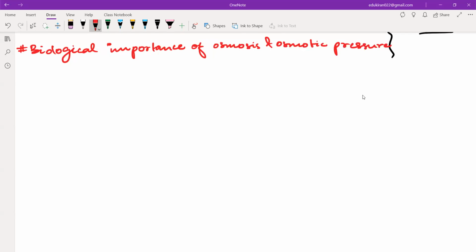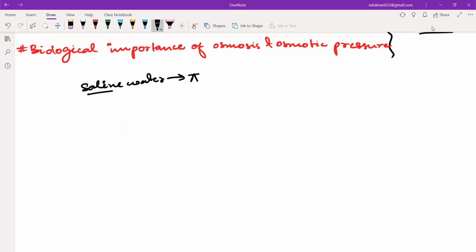Okay. Now, the biological importance is that, see, the most important part is you must have seen that people get saline water, right? They get a drip when people are ill, right? Yes or no? You must have seen saline water being given. Yes, sir. Right.